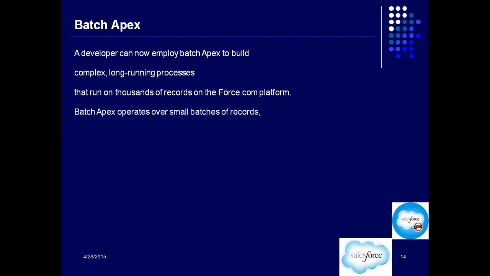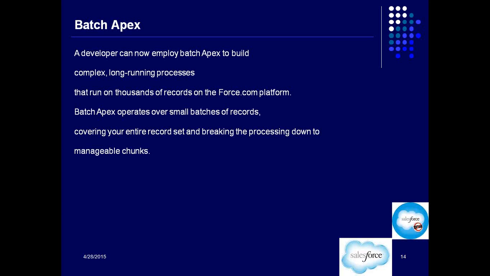Okay, batch Apex operates over small batches of records. So it operates using small batches of records covering your entire record set and breaking the processing down to manageable chunks. So batch Apex is again something which, if there is a huge data set which needs to be updated or maybe cleansed or something, instead of doing that entire thing in one method, you can do it in small chunks. Okay, that is what a batch Apex means.